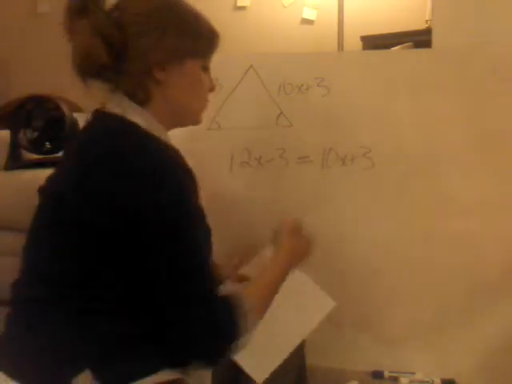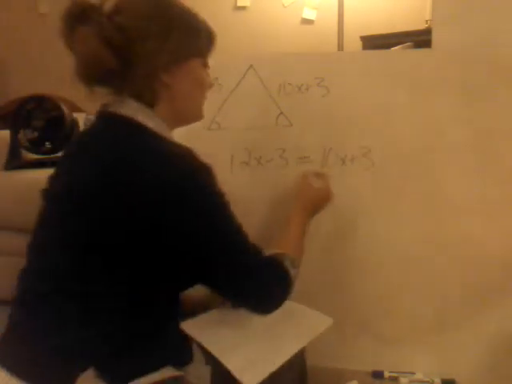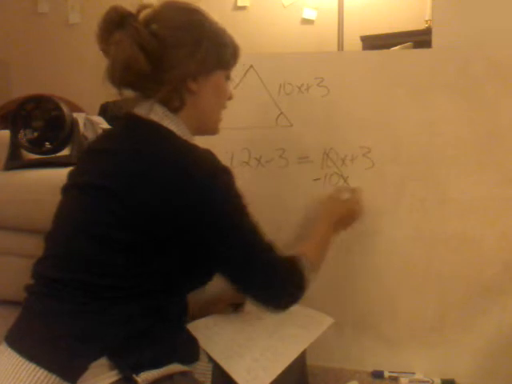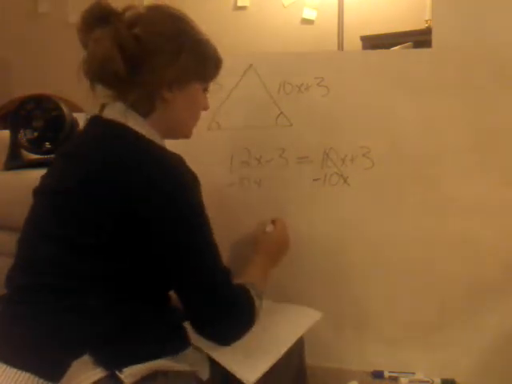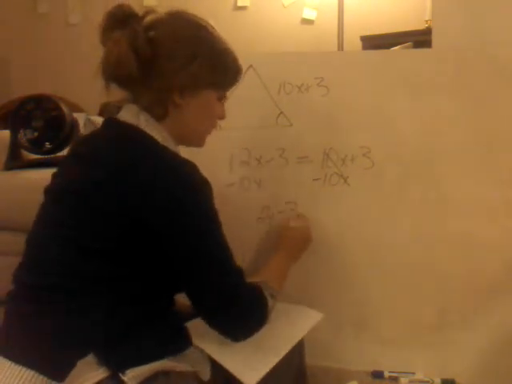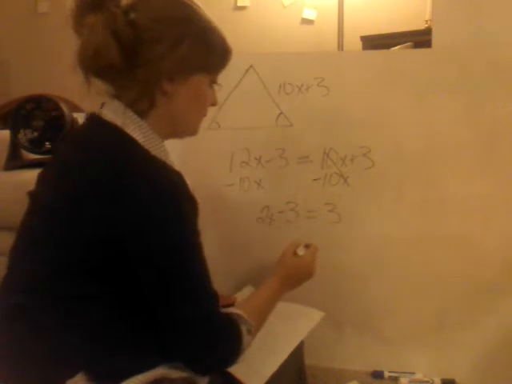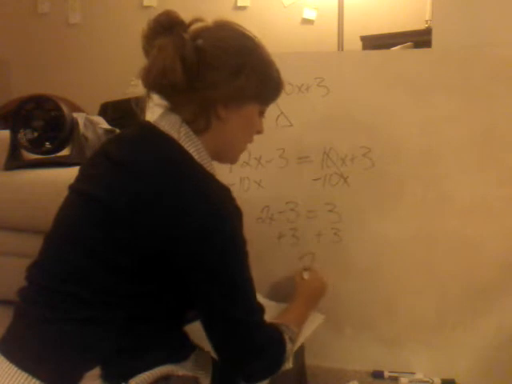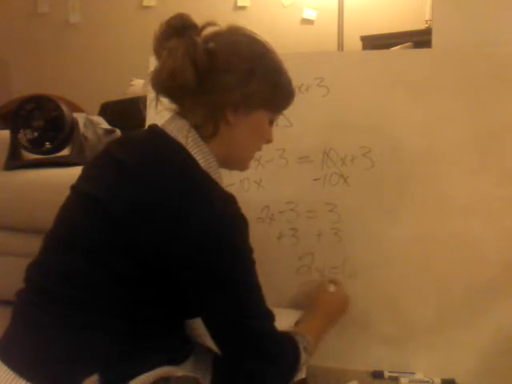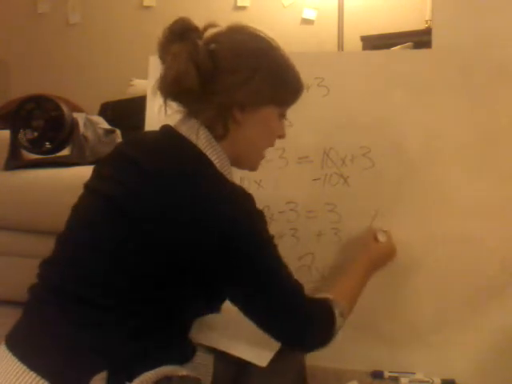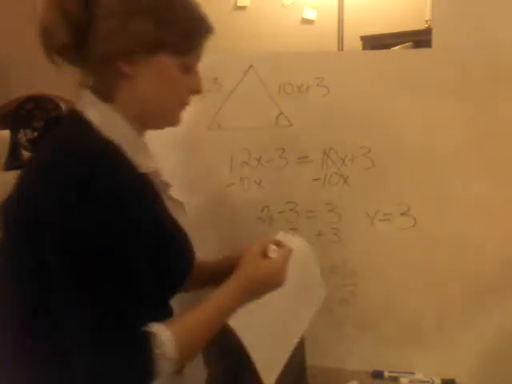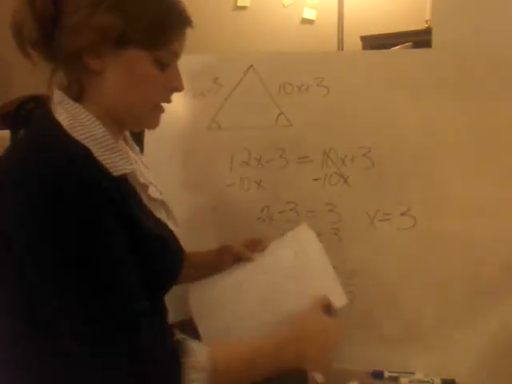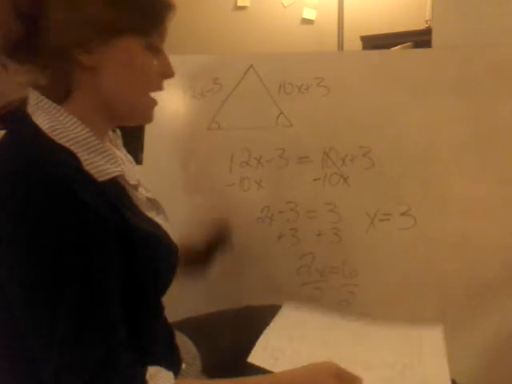I subtract 10x from both sides. I get 2x minus 3 is equal to 3. I add 3 to both sides. 2x is equal to 6. Divide by 2. X is equal to 3. And that's all I wanted. Number 1. Done. Done with a D.